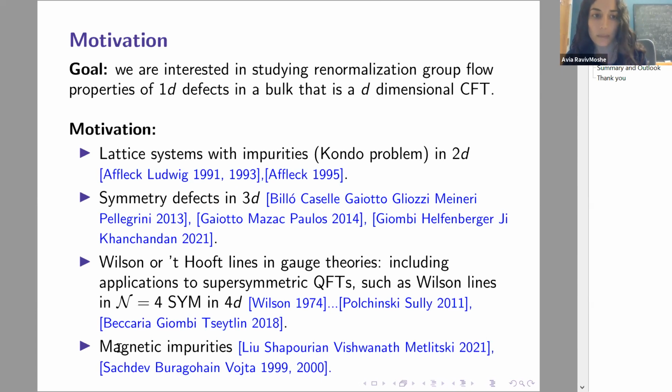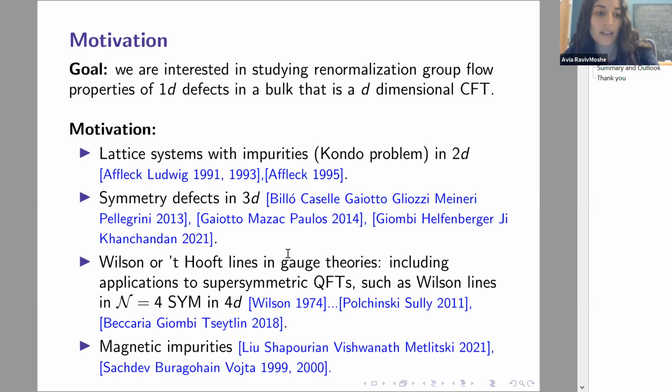There are many examples. For example, in 2D, there are lattice systems with impurities, such as Kondo problems. In 3D, there are symmetry defects. For example, one can take a 3D Ising model and add a Z2 twist line operator. This was done in these two papers, here from a Monte Carlo perspective, and here from numerical bootstrap and epsilon expansion. Other monodromy defects can be found in here.